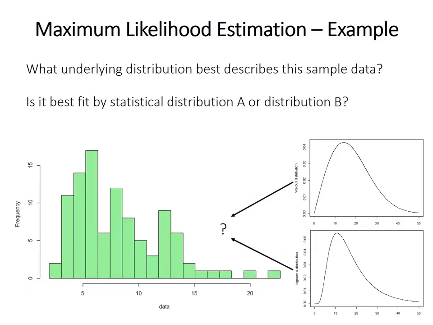So let's take an example. Let's say we have some data like this histogram here, maybe asteroid sizes or something like that. We maybe want to know if it's best fit by statistical distribution A or statistical distribution B. I'm not going to cover distributions in this course, but there are a lot of them, and different ones apply in different circumstances. So basically, by knowing that a particular distribution is the best fit for this data, we can learn something about the underlying processes.